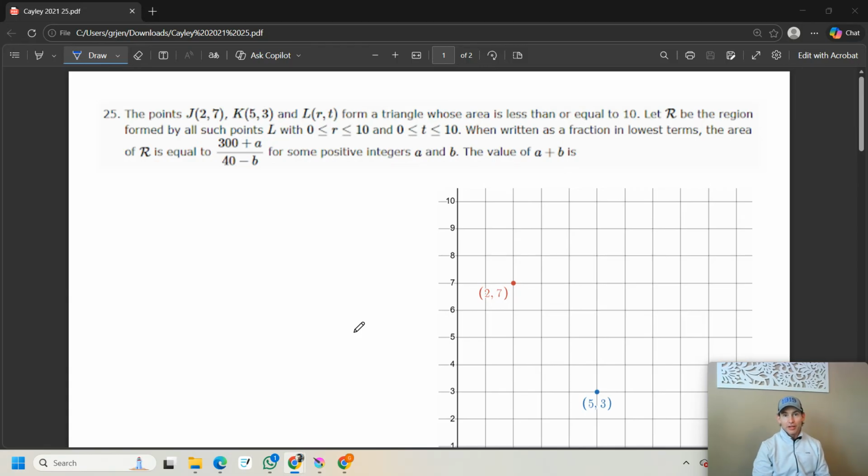Today we are looking at the last question of the Cayley 2021. It's a tricky one. And there's, of course, 3 steps to problem solving. The first step is figuring out what this problem is all about. So don't worry, I'll walk you through that. The next step is choosing a strategy.